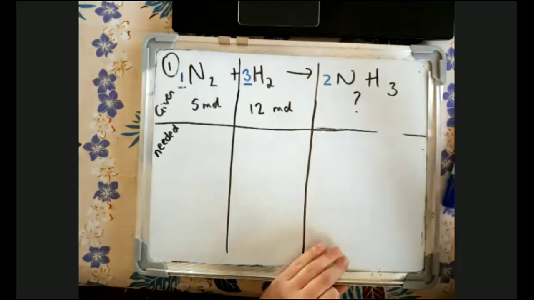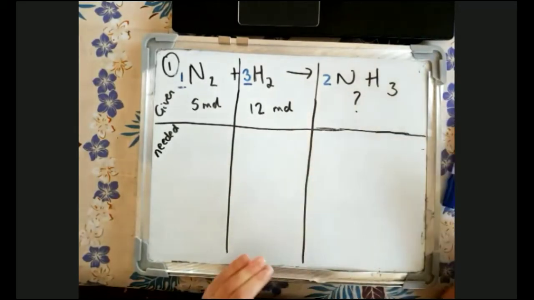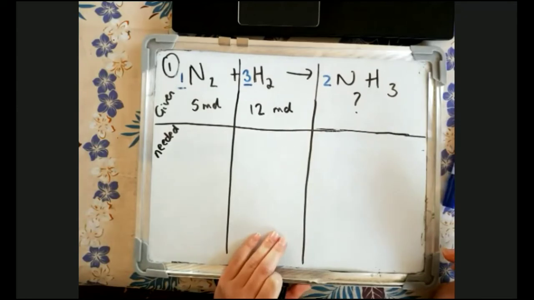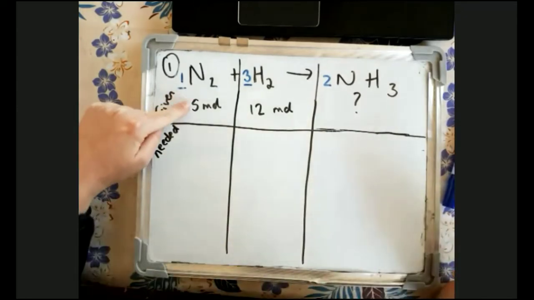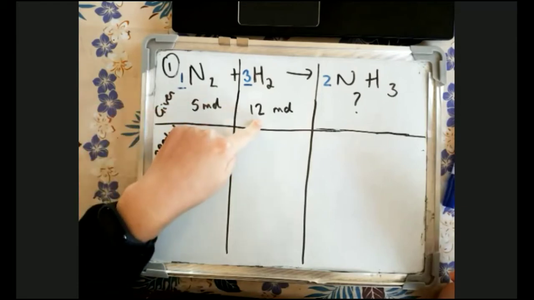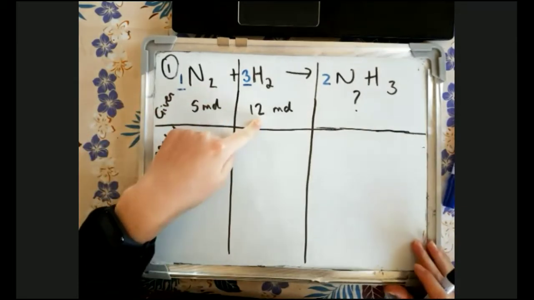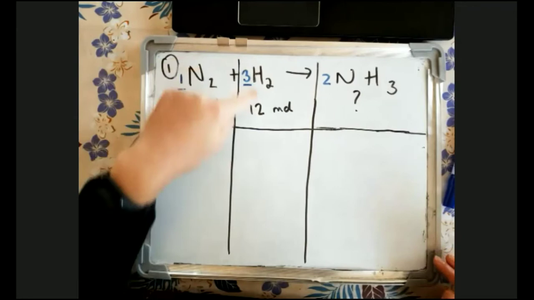Okay, I'm going to do this one with you again, and then the next one you can do by yourself. So, start with whichever one you want, okay? If I have 5 moles of this, how many moles of this do I need? So I can just do a little quick calculation in my head. So 5 divided by 1 times 3, 15 mole.